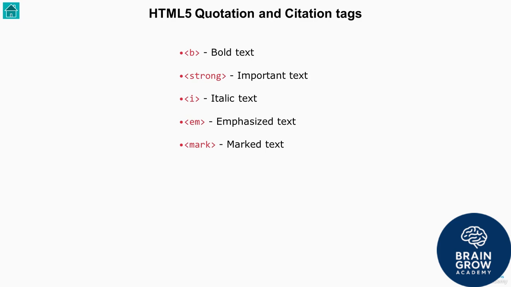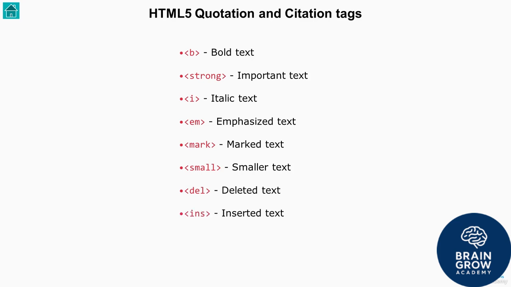Mark is used for the marked text. We use it to mark or highlight something. Small refers to small text. If you want to show the text smaller, we will use the small text. Del refers to deleted text. We use it when we have to delete any text or mark a strike line.